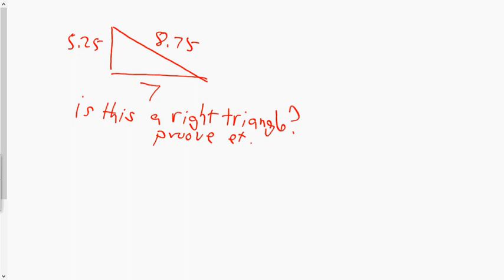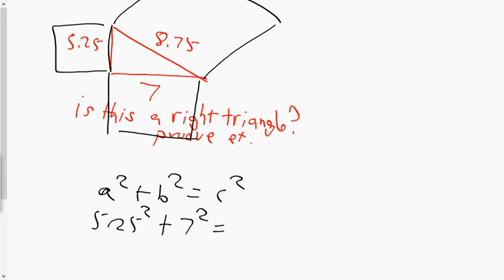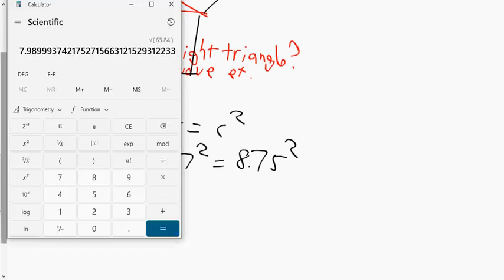Our next question says, is this a right triangle? Prove it. If it's a right triangle, it will follow Pythagorean's theorem that this square here's area and this square's area here adds up together to be this area of this square, or the a squared plus b squared equals c squared. Or 5.25 squared plus 7 squared equals 8.75 squared. If this is true, then yes, it's right. If it's not, it ain't no right triangle.